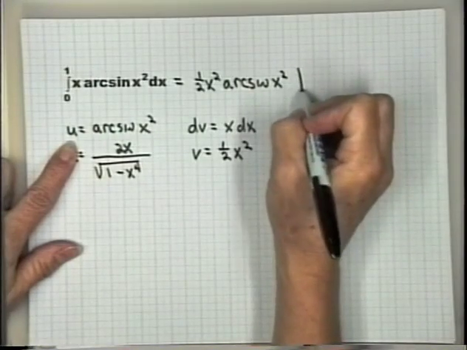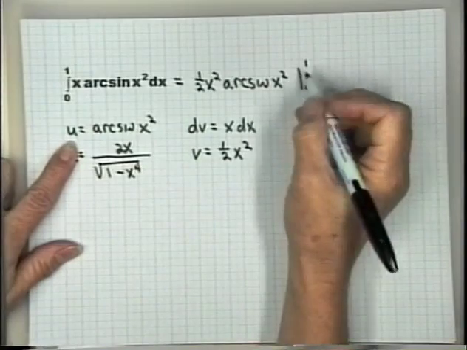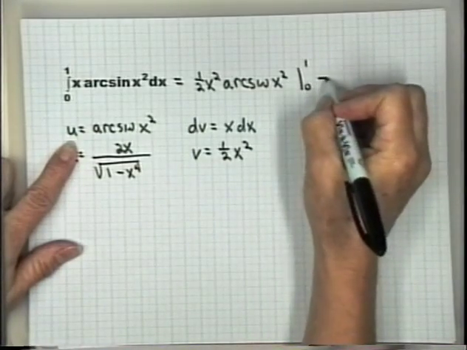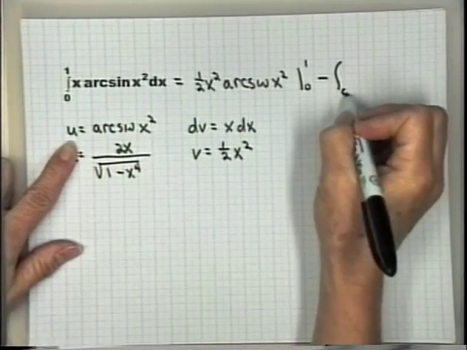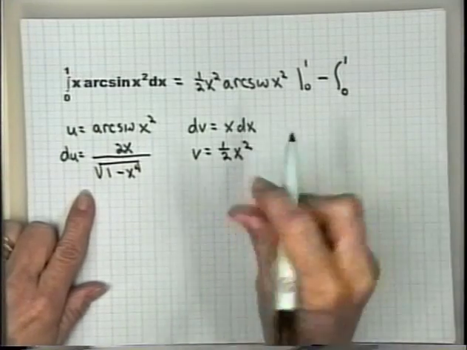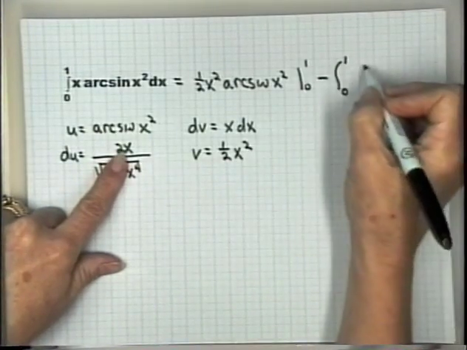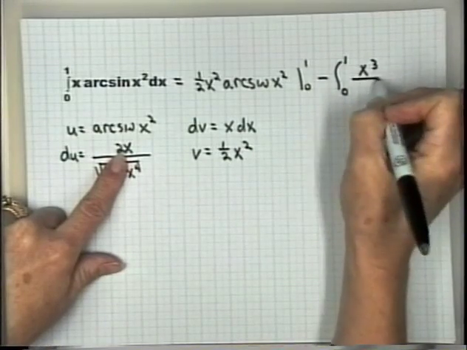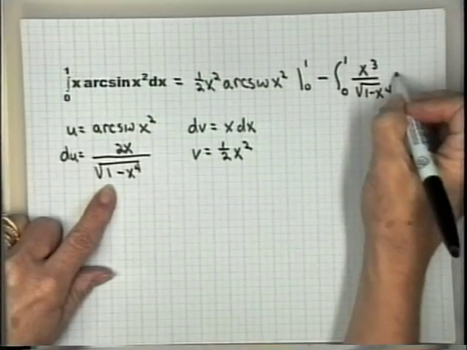Now I'm going to go ahead and put that I'm needing to evaluate that from 0 to 1 because it's a definite integral. Okay, now I've done my u times v, minus the integral. Now this is still an integral from 0 to 1. V times du. Well, let's look at that. 1/2 will cancel the 2. X times x squared will give me x cubed over the square root of 1 minus x to the 4th.